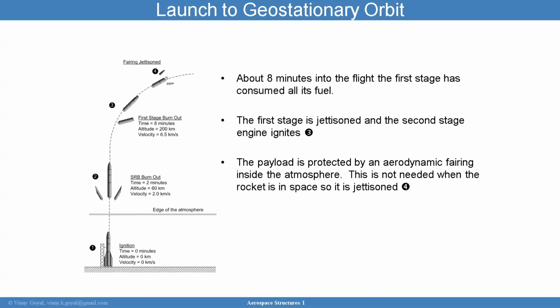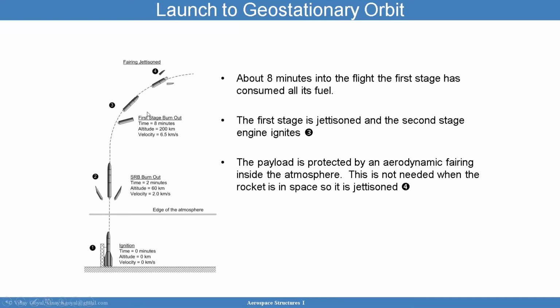About 8 minutes into flight, the first stage has consumed usually all the fuel. And then the delta V here, now you're at 2 kilometers per second. The solid rocket motors have been burnt out. The first stage burns out, and that's about 8 minutes typically. That's at an altitude of 200 kilometers, and now the velocity is even higher, it has tripled.